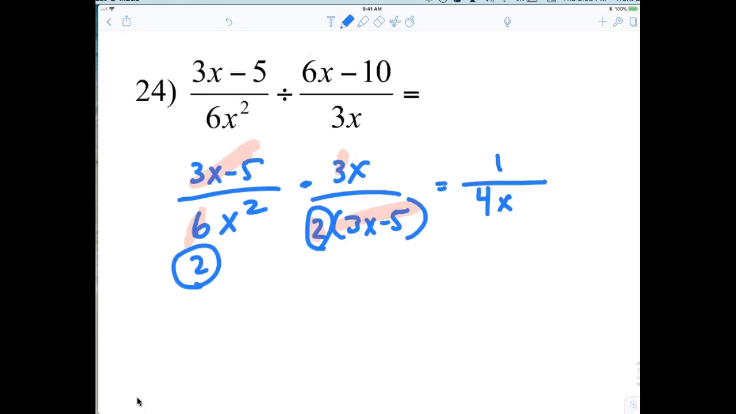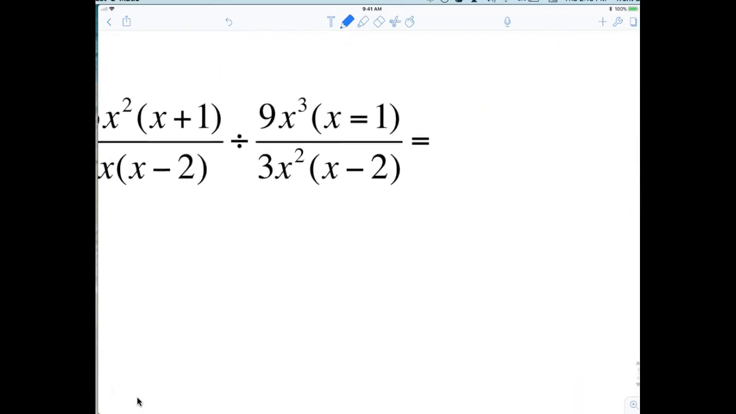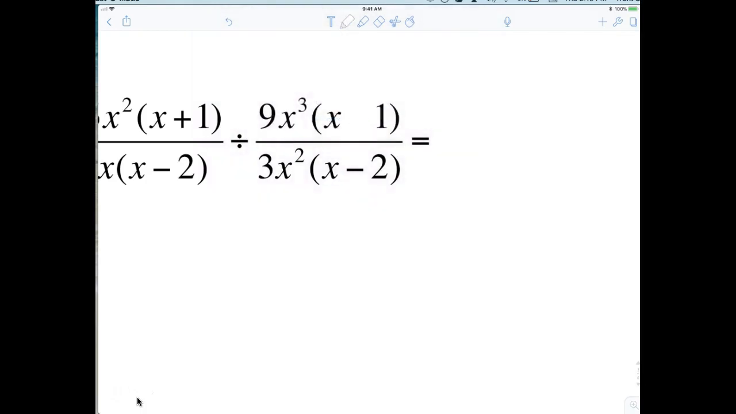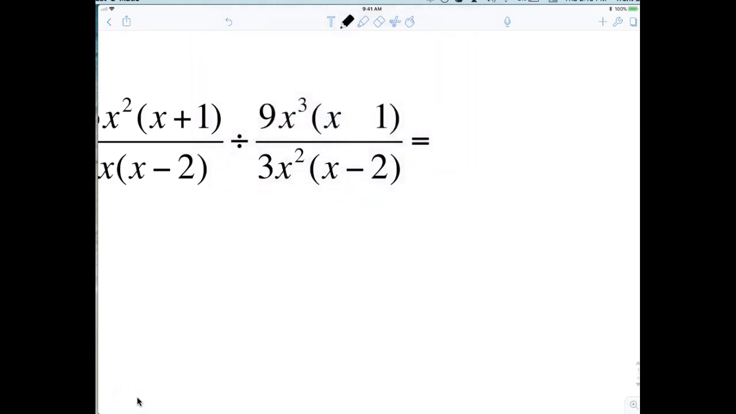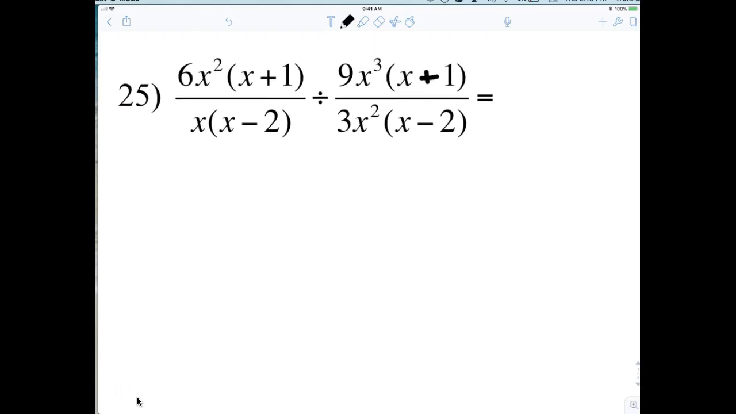All right? Now, on 25, here we go. Obviously, on 25, my typing skills are not the greatest. All right, so we're going to change that to a what? Plus sign. Plus. All right, here we go. So again, everything is kind of already factored. That's why that makes this one kind of easy.